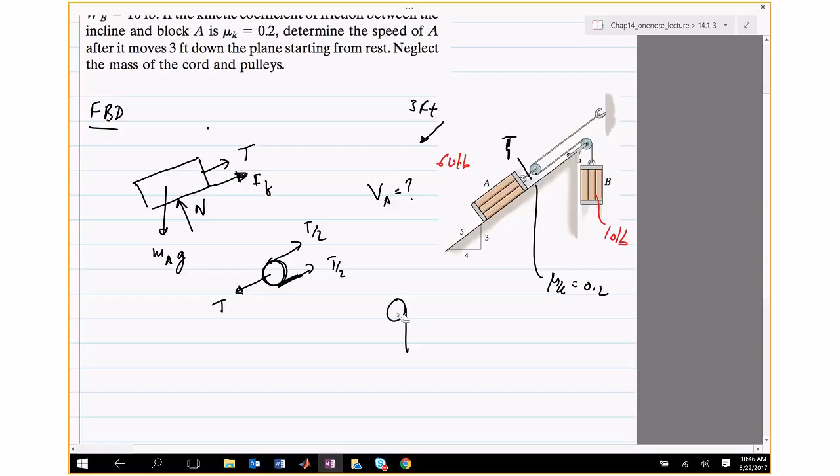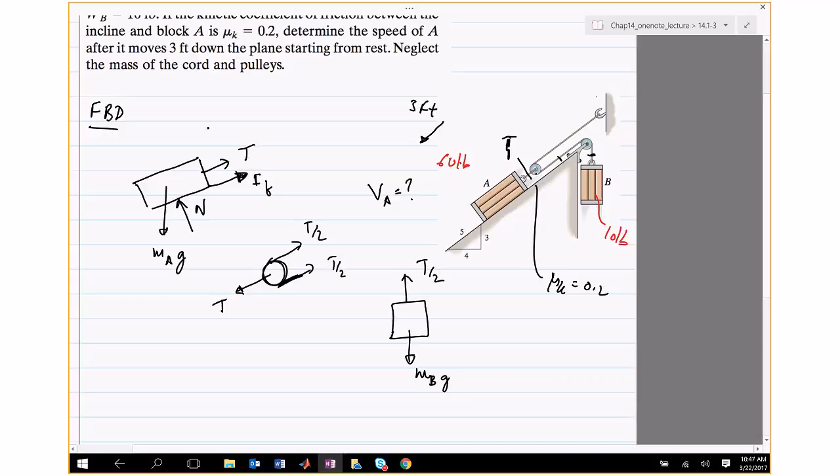So since this is T by 2, this is also going to be T divided by 2 because the string is inextensible and there's no mass on the pulley. So T divided by 2, then mBg. Okay, so those are the free body diagrams. Now, in this case, you also need to relate the motions of A and B, right? Remember, you did it in kinematics, first problems in pulleys. So you define how motion of A is related to B, because when you find energy, that's what you would need. So I'm going to assume, again, this is going back to the first chapter we did.